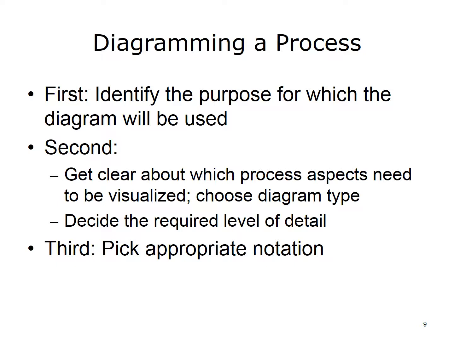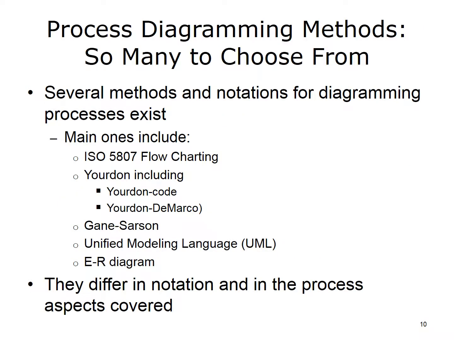It is also important to determine the necessary level of detail. Then third, pick an appropriate style and notation to use. There are several methods and notations for diagramming or mapping the clinical workflow processes, including ISO 5807 information processing diagrams, the same symbols used for flowcharting, Jordan notation for data flow diagrams, Gaines-Sarson notation for data flow diagrams, Unified Modeling Language, UML, that represents several different aspects of processes, and Entity Relationship, ER diagrams that concentrate solely on information content.